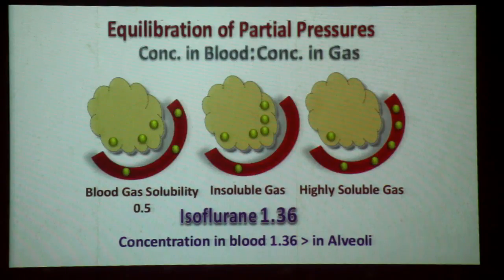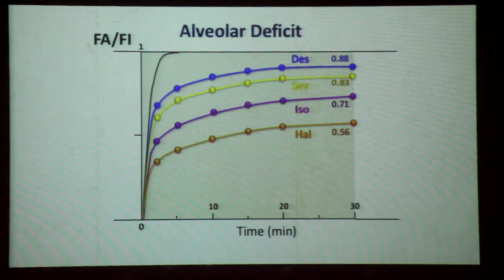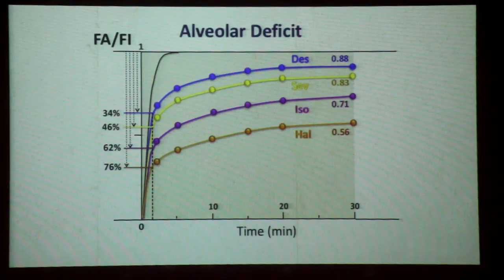So the equilibration of partial pressures is the most important thing when we talk about blood gas solubility. Looking at the alveolar deficit at the plateau end, initially you will find that the alveolar deficits are quite high. But as time progresses, the alveolar deficit remains almost constant. For desflurane it will be 12%, for CO it is 17%.